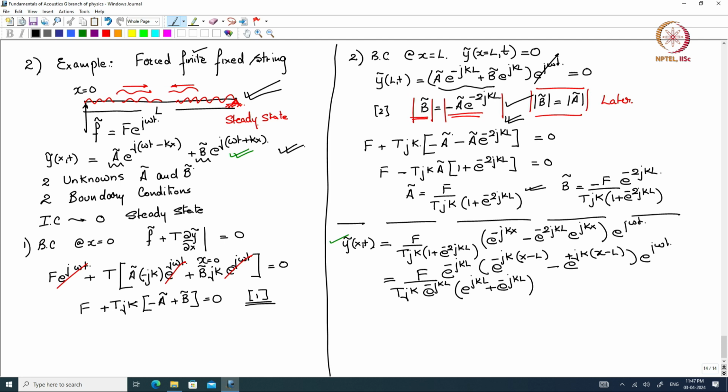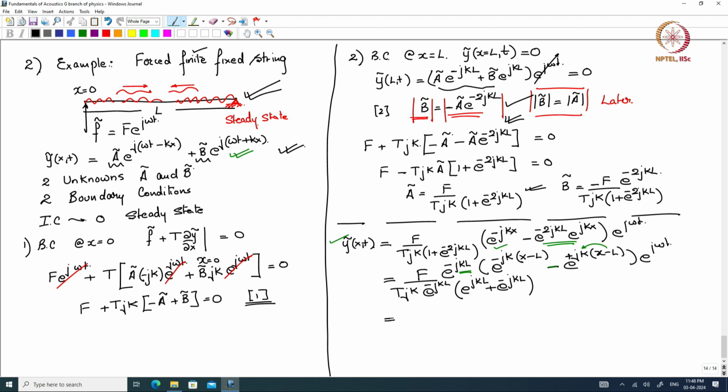Here, what do I have? I have e to the power minus j k L, and here I have e to the power plus j k L. So e to the power of minus j k x remains, and here I have e to the power of minus j k L twice. So this matches. So what I have now here is this. I will rewrite this a little differently, just a change of sign.